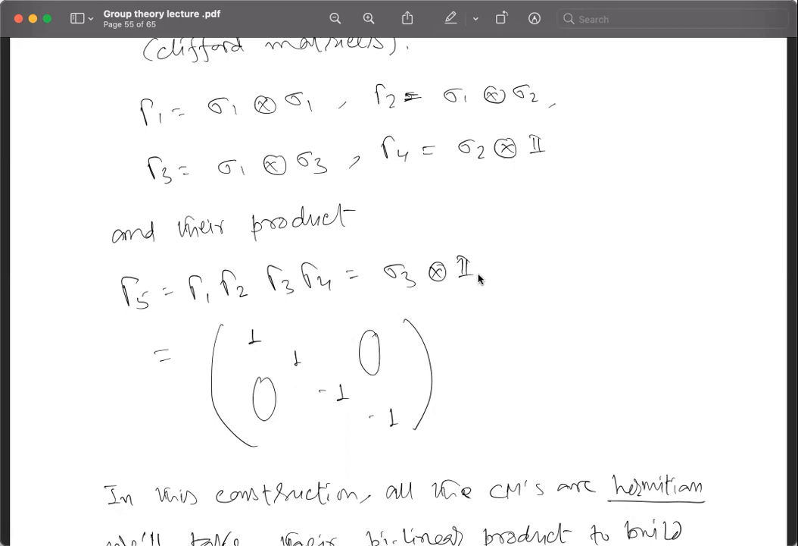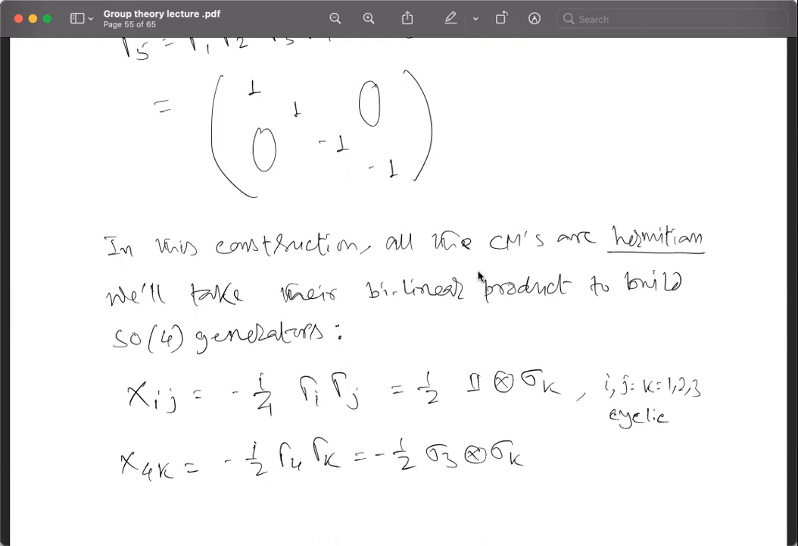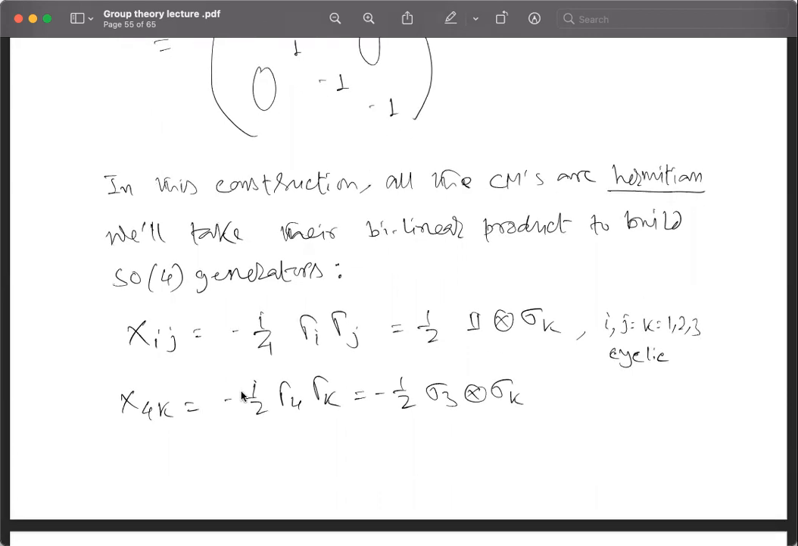This is nothing but sigma 3 times the 2 by 2 identity matrix. In this construction, all the Clifford matrices are Hermitian, and we take their bilinear products to give the SO(4) generators, as we have understood. So you have the Clifford generators, you take a bilinear combination, and that gives the SO(2n) generators. We have X_ij equals minus i by 4 gamma_i gamma_j, which is nothing but half times identity times sigma_k, where ijk runs from 1 to 3 in cyclic notation. And X_4k is minus i by 2 gamma_4 gamma_k, which is minus half sigma 3 sigma_k. In this way, we can construct the generators for SO(4).